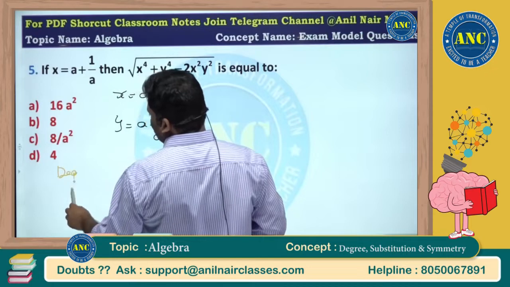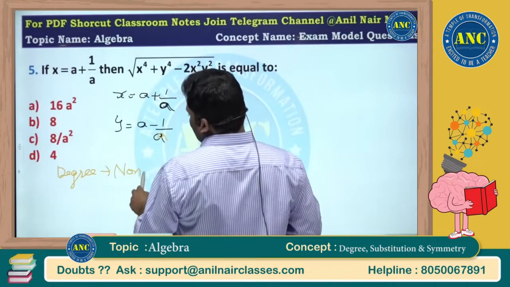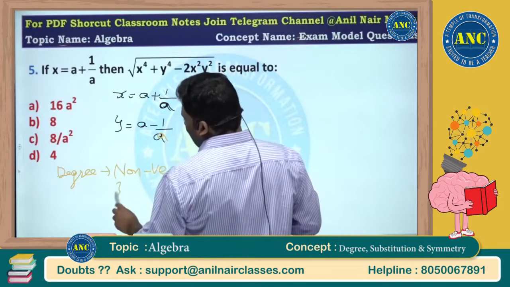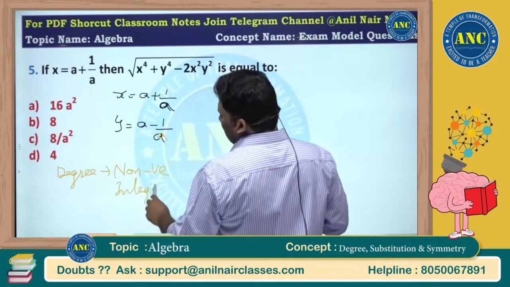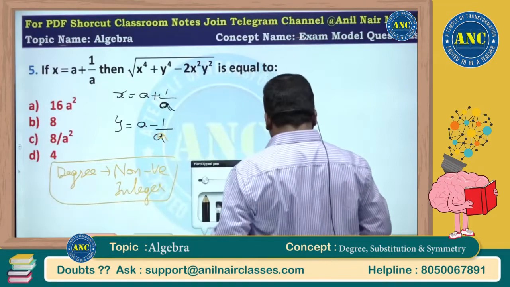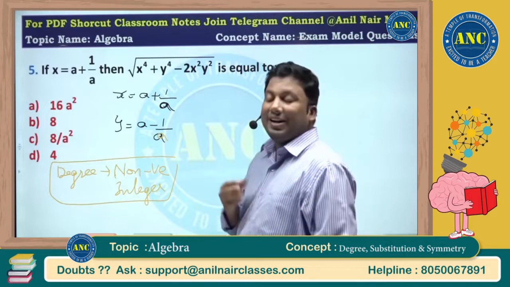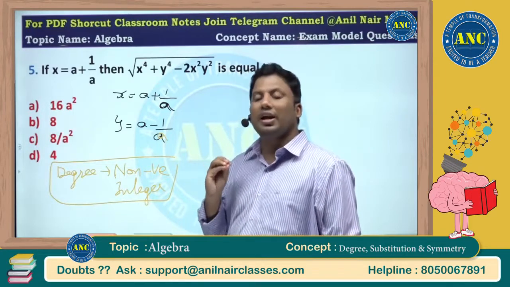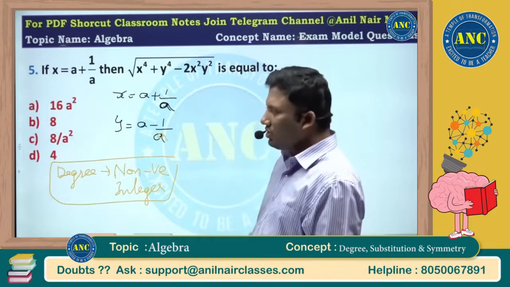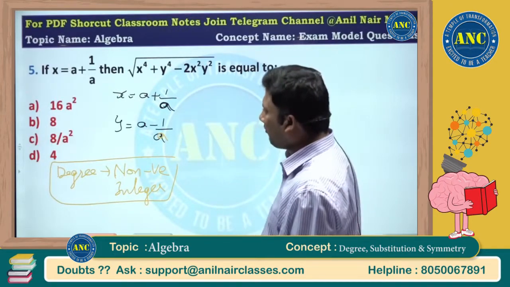Degree should always be a non-negative integer. Again, I am repeating, degree should always be a non-negative integer. Sir, why degree cannot be applied here? What is the power here? Power, it is half. Degree is always a non-negative integer, so degree ideally does not apply here.